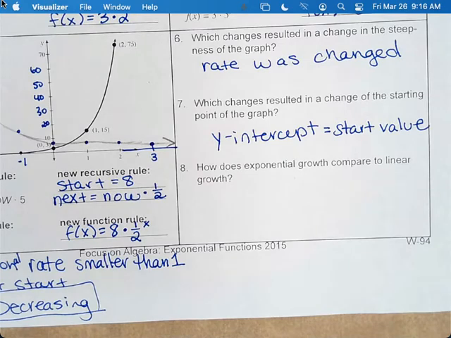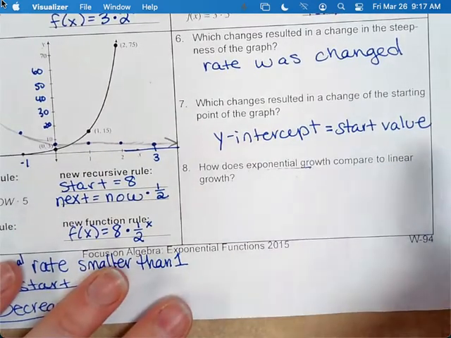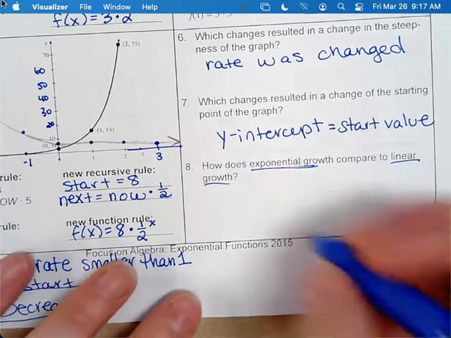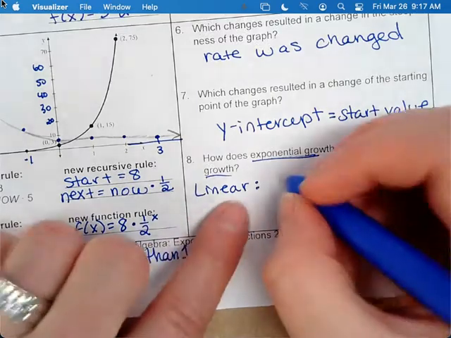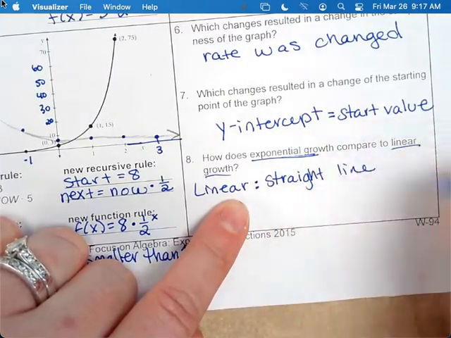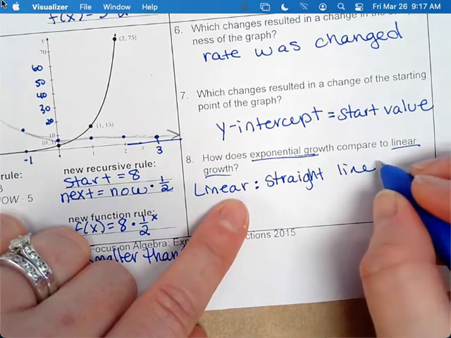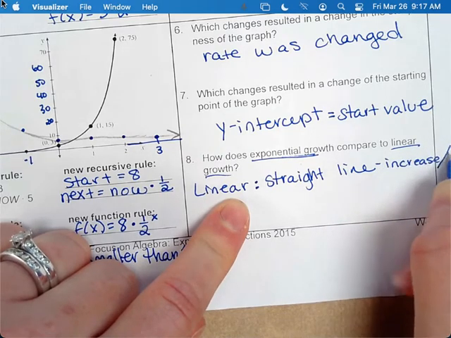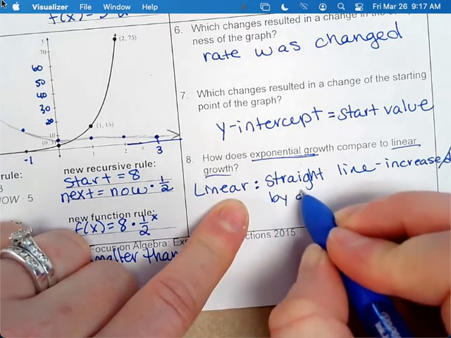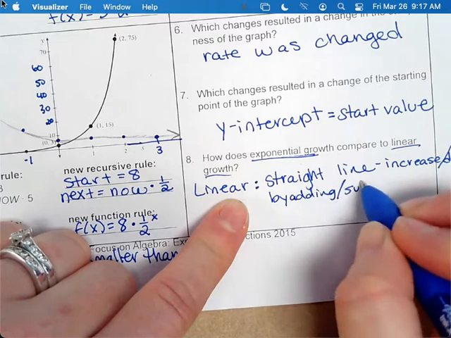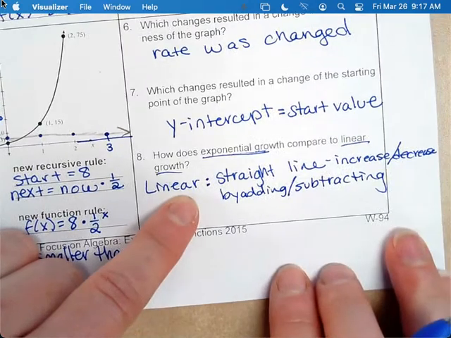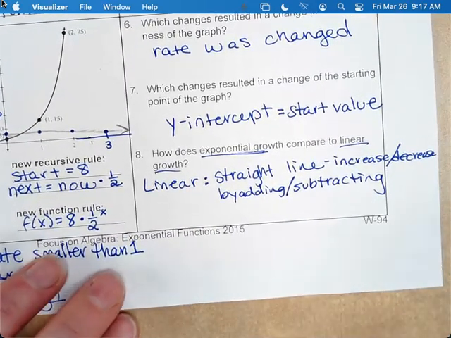How does exponential growth compare to linear growth? What could we say as a comparison of exponential versus linear? Linear is a straight line and exponential is a curved line. Yep. So linear, straight line. It increases by the same amount every time, right? By adding or subtracting? Increase/decrease by adding or subtracting. So it goes exactly at the same rate.